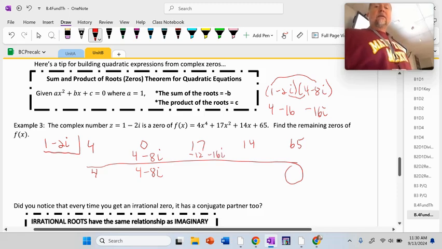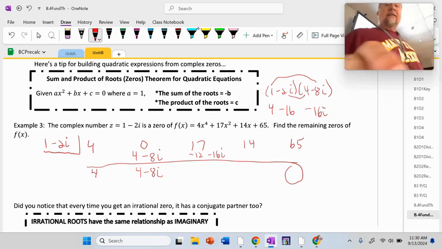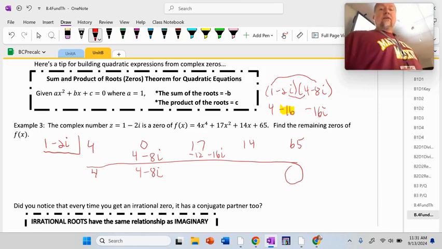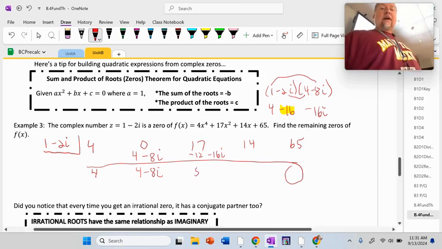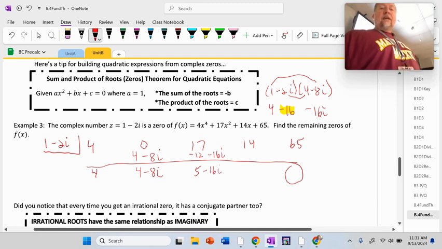Is that right? Okay, so if you're worried about your foiling and not knowing what i squared equals, which is a problem, you're supposed to know i squared equals -1. That's how I got this -16 here. This was positive 16i squared, which turns into -16. And then I add these. Isn't that 5 minus 16i? And then you take this times this.